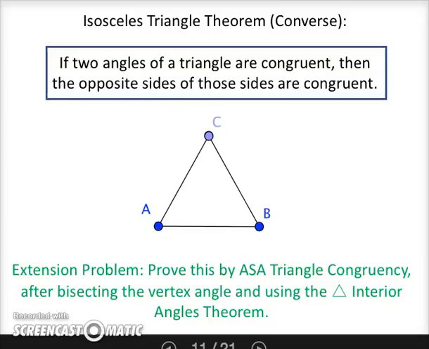Now, the isosceles triangle theorem converse is also true, and I'm going to ask you to prove this as an extension problem using the hint below in green. The converse says if two angles of a triangle are congruent, so let's mark two angles congruent. Let's say angle A and angle C are congruent. Then the opposite sides of those angles are congruent.